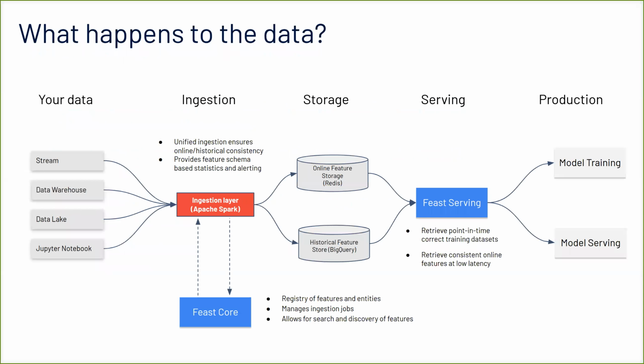So what is the high-level flow that you can expect Feast to execute? Typically you'll have your data sources on the left, your streams, your data warehouse, your lake, or even notebooks where you're iterating on your data. You can have an Airflow pipeline, anything arbitrarily where you're working with data. Then we have an ingestion layer, and the process that you typically follow is that you interact with the core registry, and you define some kind of feature schemas there.